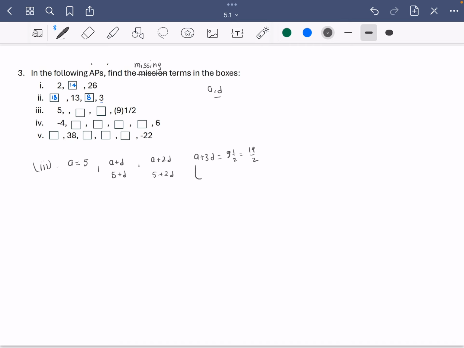So here I can plug in the value of a, which is 5 plus 3 times d is going to be 19 over 2. So 3d is going to be 19 over 2 minus 5. So 19 minus 10 over 2, 9 over 2. 3d is going to be 9 over 2, and I can divide both sides by 3, so d is going to be 3 over 2.